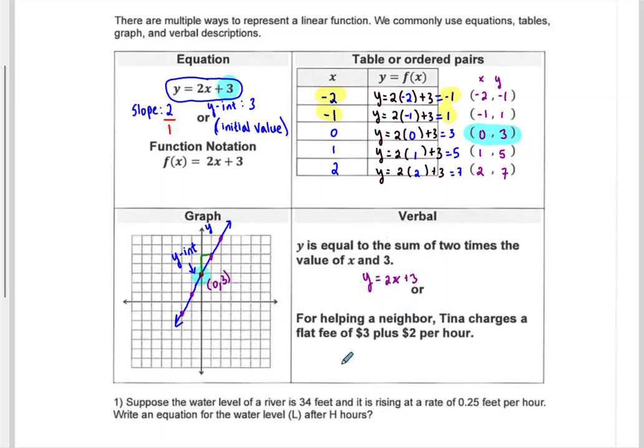All right, so more if we're looking at it on a practical sense, for helping a neighbor, teacher Tina charges a flat fee of $3. So whenever I see the word flat fee, that means that's my initial value or my y-intercept. And whenever I see the word per, or per hour or per mile, that's how I know that this is the slope. So this is 2 times your slope plus my flat fee of 3, okay? And that's y equals. We'll spend more time on translation in the next unit, but for now, this is what it is, okay?